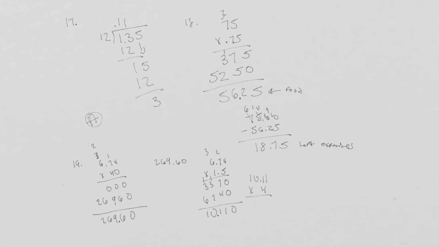Now 4 hours extra. 10.11 times 4 is 40.44. Adding that, 310.04. 19 is C.